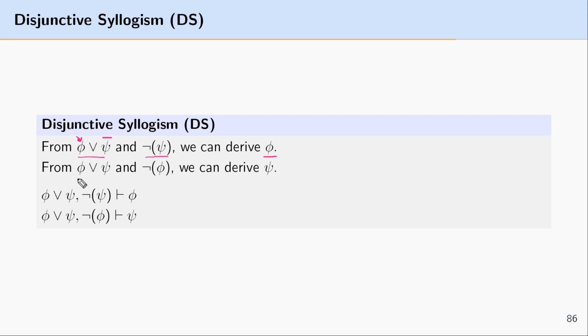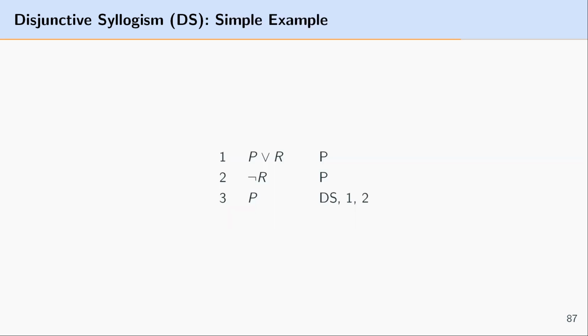Alternatively, we could say that if you had phi or psi, and then the negation of phi, then you could reason to the other disjunct, in which case it's psi. Let's look at an example in a natural deduction proof.